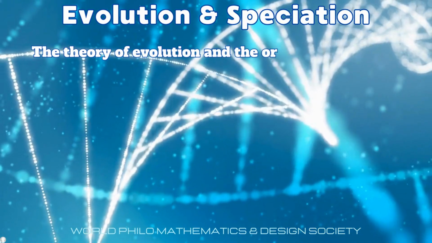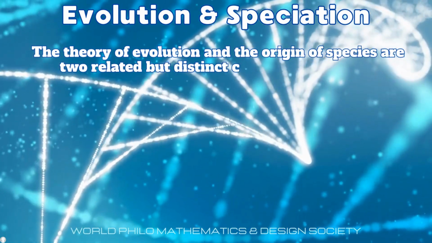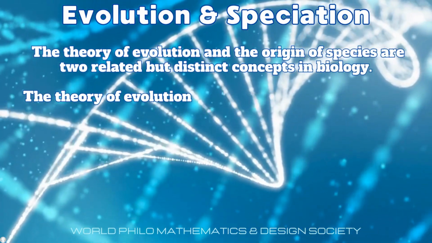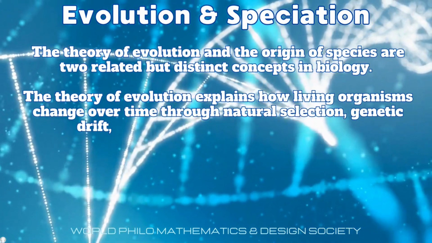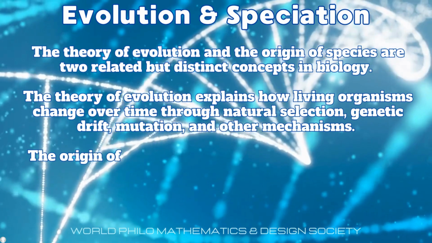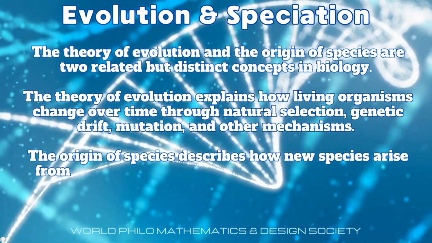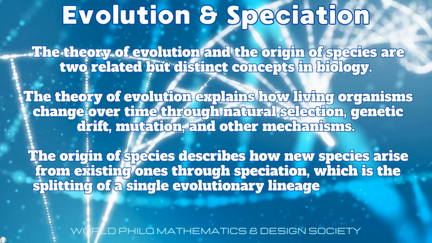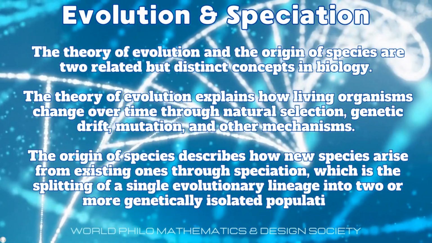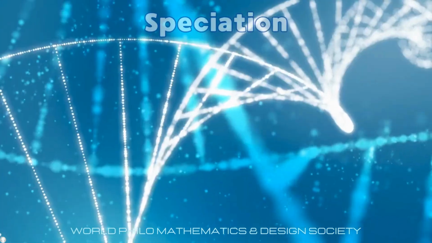The theory of evolution and the origin of species are two related but distinct concepts in biology. The theory of evolution explains how living organisms change over time through natural selection, genetic drift, mutation, and other mechanisms. The origin of species describes how new species arise from existing ones through speciation, which is the splitting of a single evolutionary lineage into two or more genetically isolated populations.